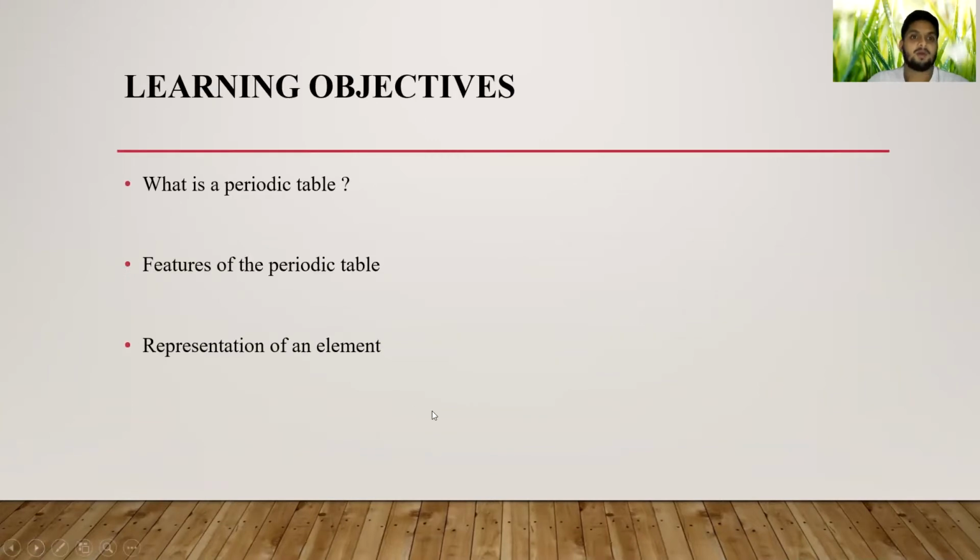Let's see. Okay. So the learning objectives: once we are done with this recording, you will know what a periodic table is. Then we'll discuss the features of the periodic table, and also look into how to represent an element. In the previous video we discussed what an element consists of, but here we will look in more detail at how electrons are distributed or configured in a particular element. All right, so let's start.